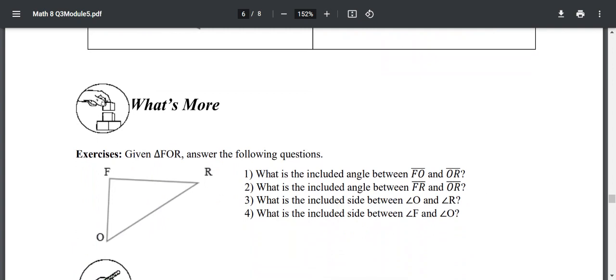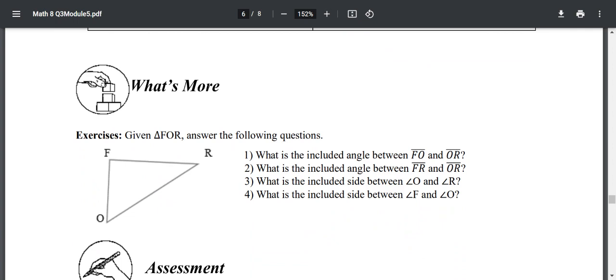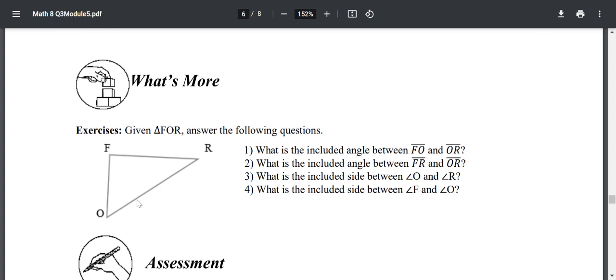So you have your what's more activity, given triangle FOR, answer the following questions. So this is very easy. What is the included angle between FO and OR? FO and OR. There is an included angle. So that is angle O. What is the included angle between FR and OR? FR and OR. That is angle R.